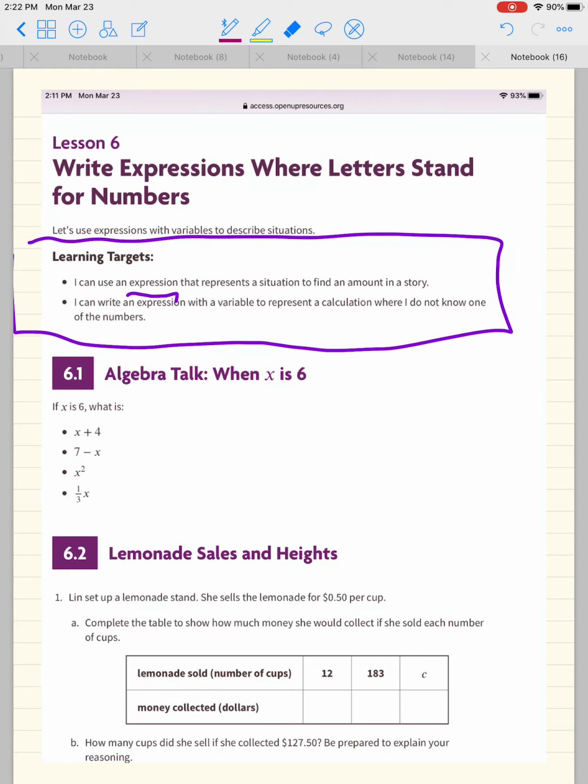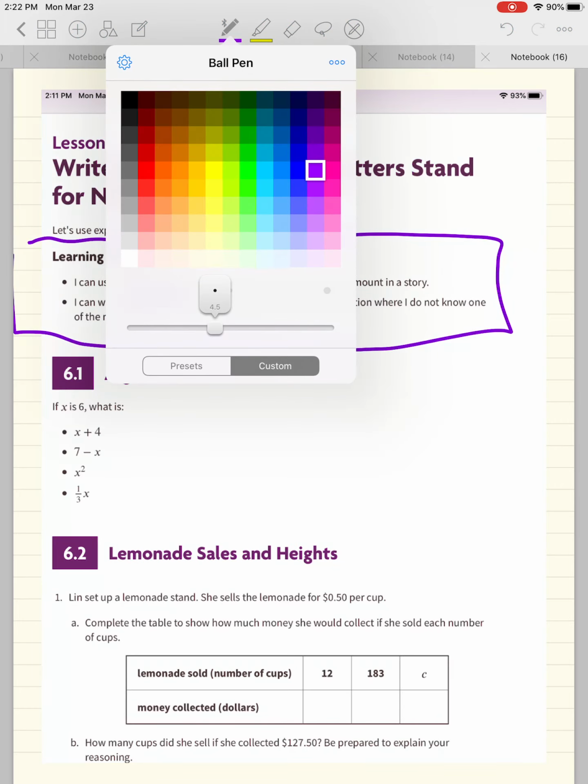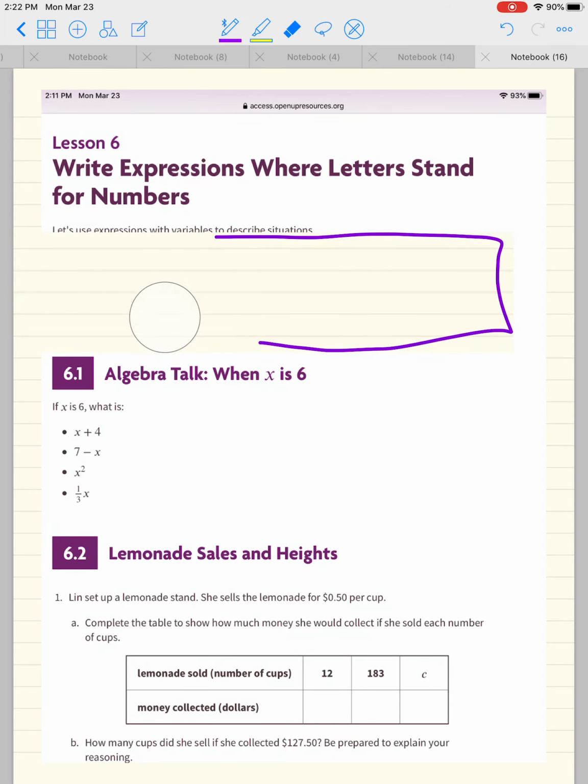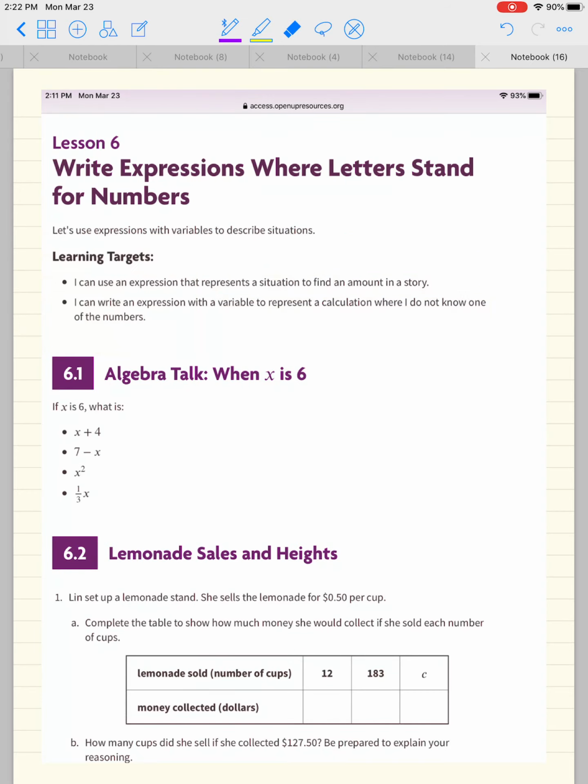Now the next learning target is I can write an expression with a variable to represent a calculation where I do not know one of the numbers. So using a variable or a letter to represent the unknown number. Alrighty.